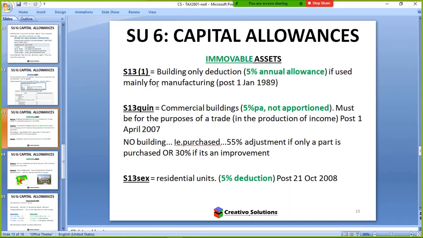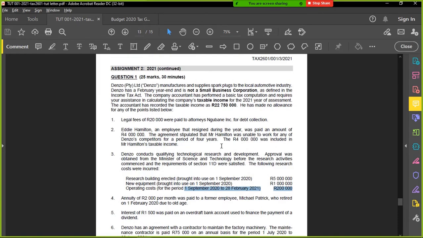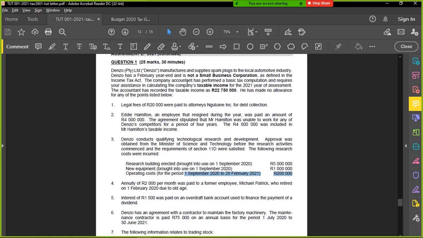Building only deduction if used mainly for manufacturing? No. Commercial buildings must be used for the purposes of a trade. Okay, to me, this is more commercial than manufacturing. Would you agree? Actually, what type of business are we running? We're in the automotive business, so it actually is manufacturing because they're manufacturing spark plugs. But this is for research. So, because it's specific for research, I would say it's more commercial than manufacturing because I'm not making the spark plugs. Does that make sense?